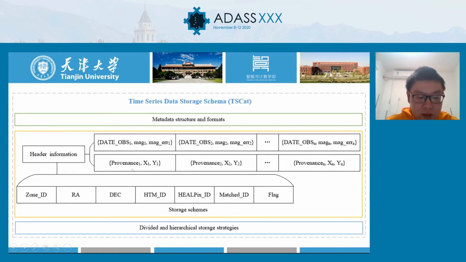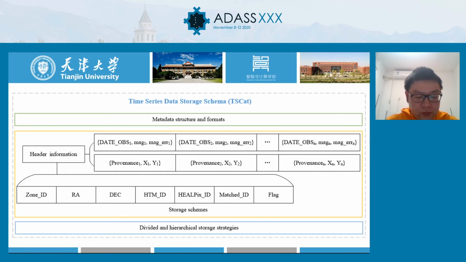This figure shows a sample of celestial objects in the TSCAT storage schema. The head information includes zone ID, RA/Dec, HTM ID, HEALPix ID, matched ID, and flag. And the time series tuples are currently divided into 2 groups. One for AI technique analysis, the other group is used for tracking sub-images.